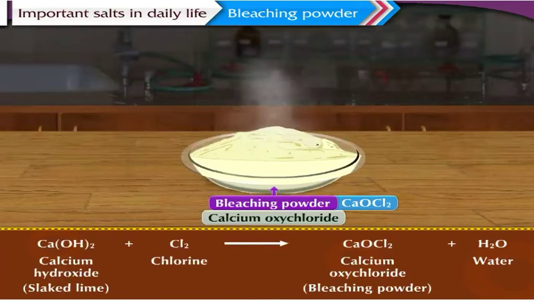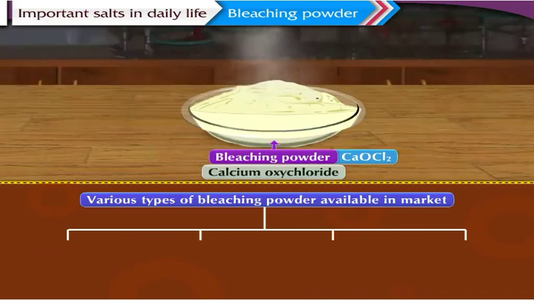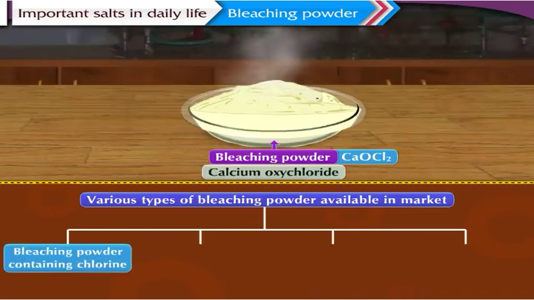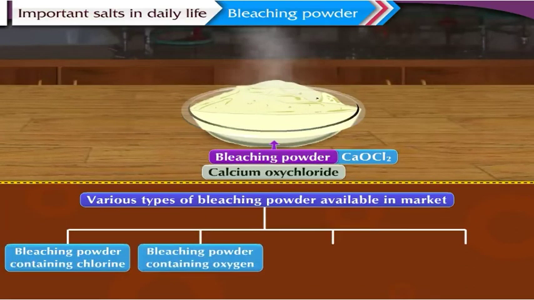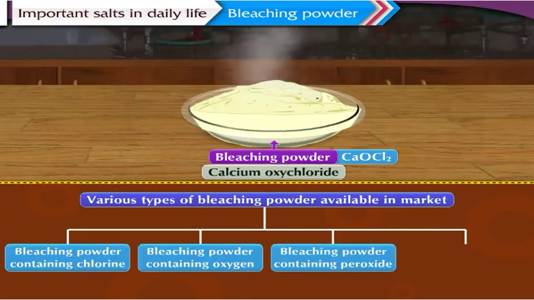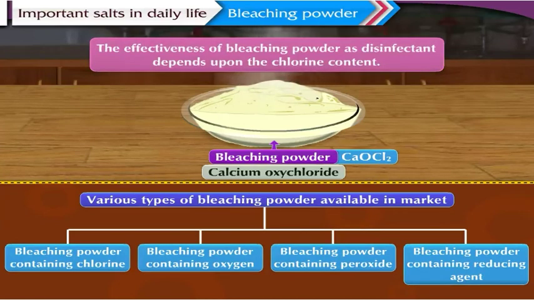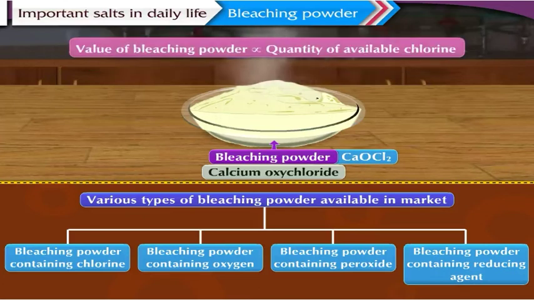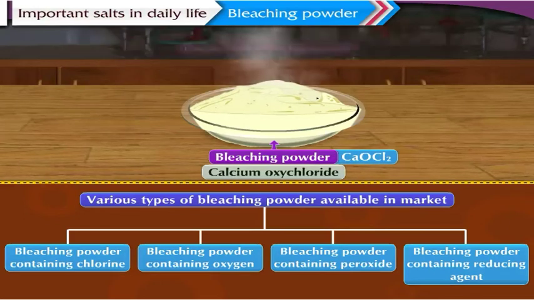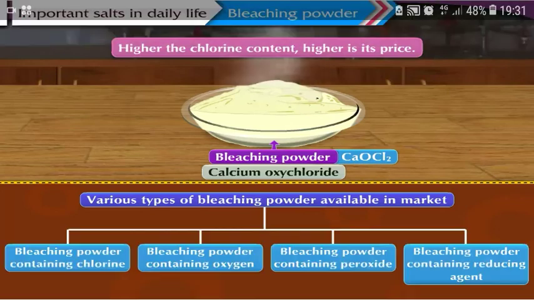Now let us find out various types of bleaching powder available in the market and what distinguishes them from each other. The various types of bleaching powder available in the market are bleaching powder containing chlorine, bleaching powder containing oxygen, bleaching powder containing peroxide, and bleaching powder containing reducing agent. The effectiveness of bleaching powder as disinfectant depends upon the chlorine content. The value of bleaching powder in the market is proportional to the quantity of available chlorine. Higher the chlorine content, higher is its price.